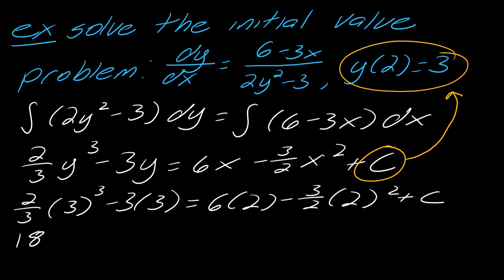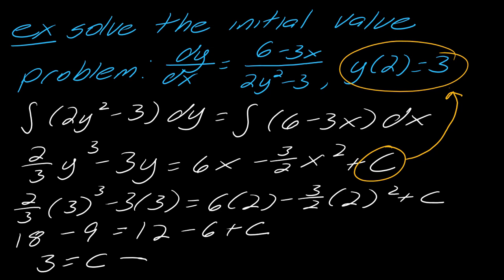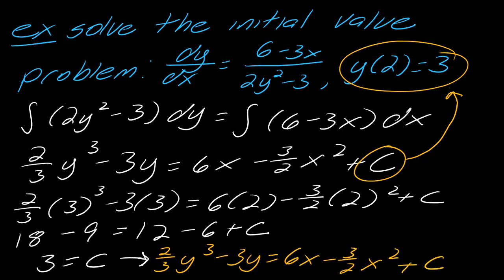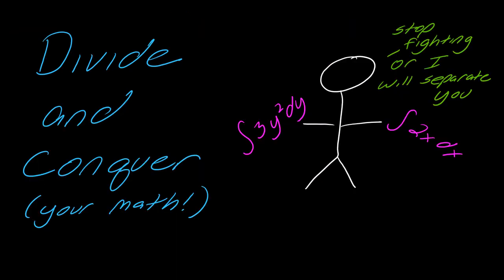So this gives me 18 minus 9 equals 12 minus 6 plus c. And then as you go through all of that, you get 3 for c, which means that my particular solution is going to be, so this whole thing, I'll write it in this orange color just so you can see it. So this will be 2/3 y cubed minus 3y equals 6x minus 3 over 2x squared plus 3. So now I plugged in that c. So that's kind of the basic idea with those, and so that will wrap up this particular video.